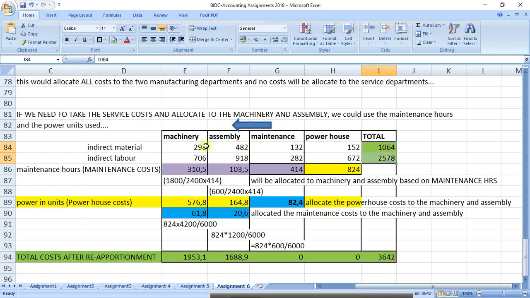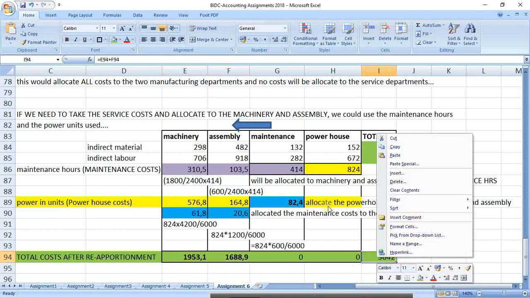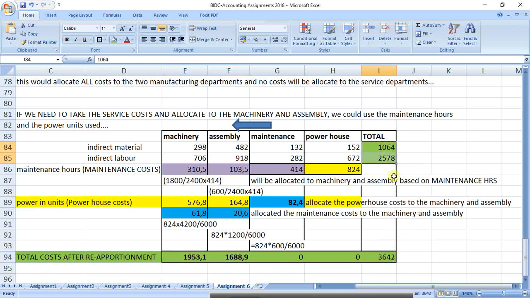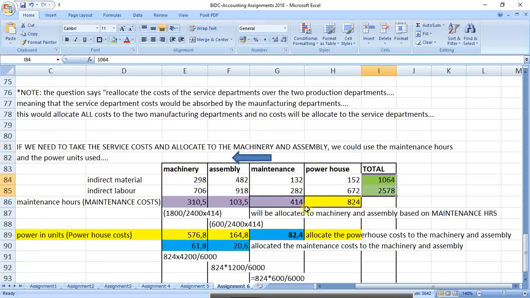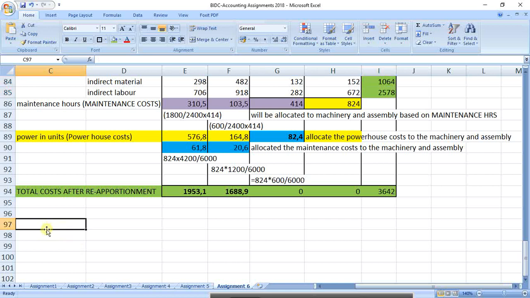Okay, this was allocated like they did in the question. See, at the top, that's how they've allocated it. What have we done? We've reallocated those costs of maintenance and powerhouse because they're services to the machine and the assembly. And we got those answers. See? Those answers are exactly the same. The costs are the same. You're just allocating it to different departments. That's what you're doing. Right. Does that make sense?